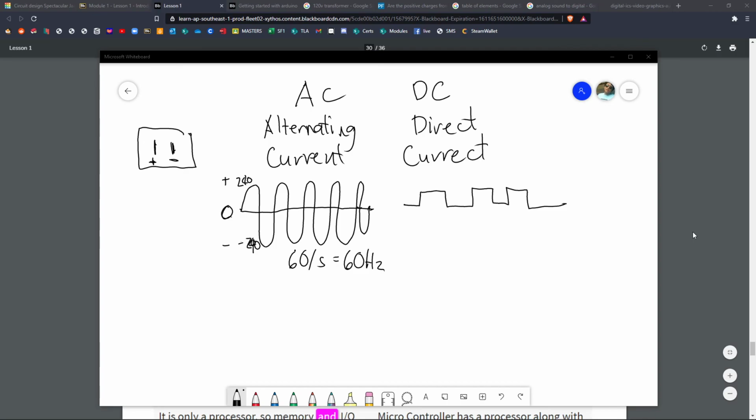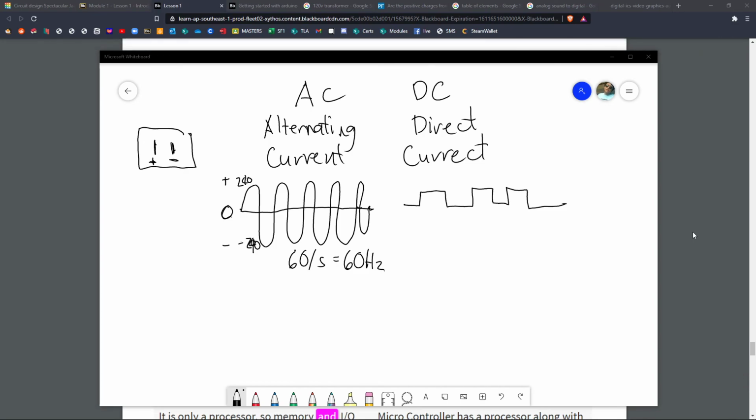So, with this, it needs to convert alternating current to direct current first. So usually we use several types of tools to do that, which we will be discussing in our next meeting.